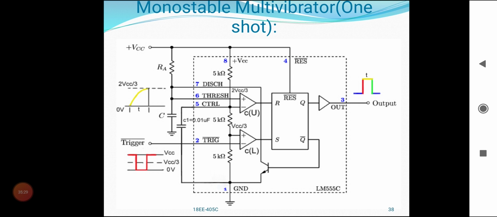Monostable multivibrator: pin 7 receives 2/3 VCC. The triggering input receives 1/3 of VCC.